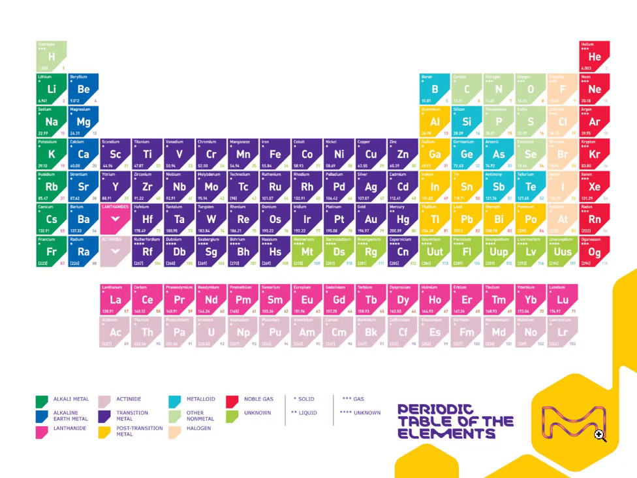83. Elements in group 1 are alkali metals. 84. The elements in group 2 are alkaline earth metals. 85. The elements in group 17 are halogens.